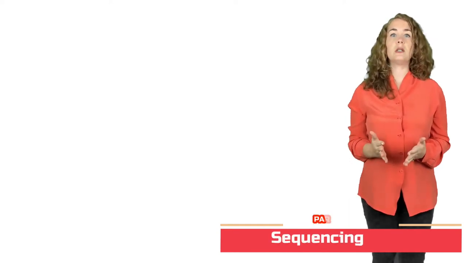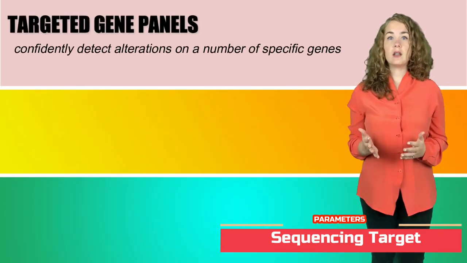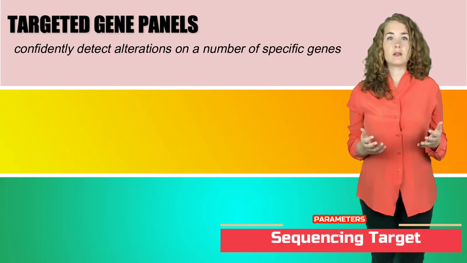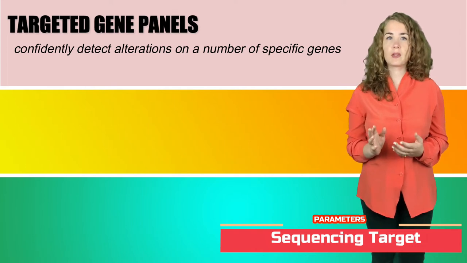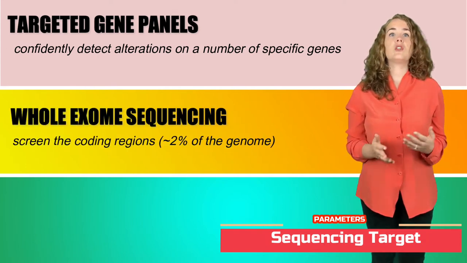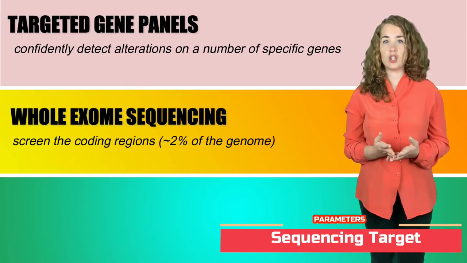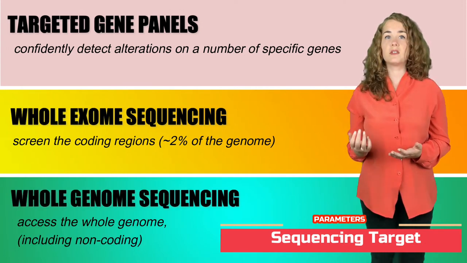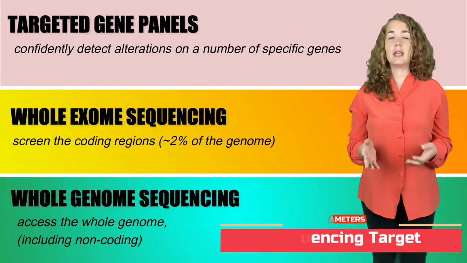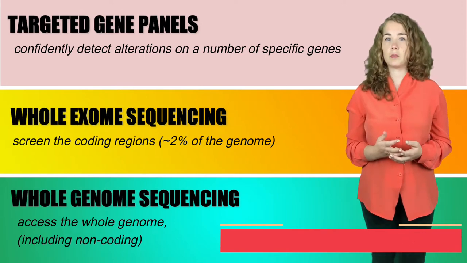Depending on our needs, for measuring genome alterations, we can choose between different sequencing targets. We can opt for targeted sequencing, alias gene panels, which allow us to confidently detect alterations on a defined number of specific genes. Whole exome sequencing is used to screen the coding regions, which account for about 1-2% of the genome. Or if we want to have a complete picture, we can choose whole genome sequencing to access the whole genome, including non-coding regions, like regulatory regions, pseudogenes, and haplotypes.